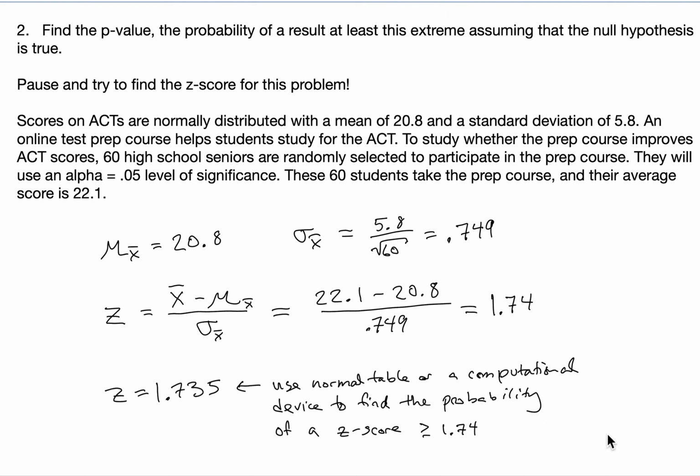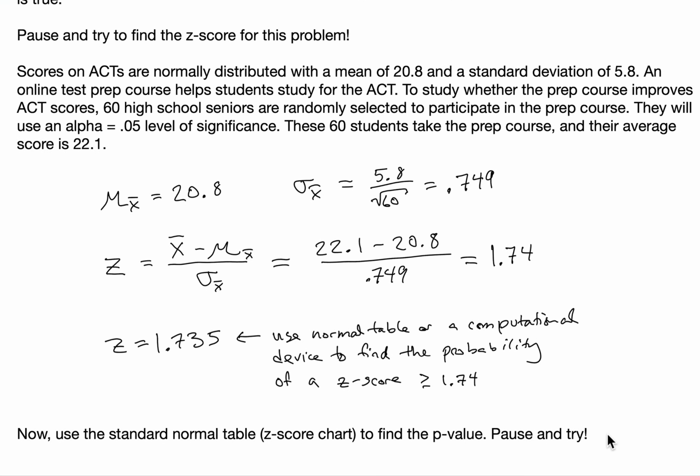So we want to now use a normal table or computational device to find the probability of a z-score being greater than or equal to 1.74. Once again, I would like you to pause and try this step before I go on. Use a standard normal table or a z-score chart to find the probability of a z-score being greater than or equal to 1.74, and that is the p-value for this problem. So pause and try this out.